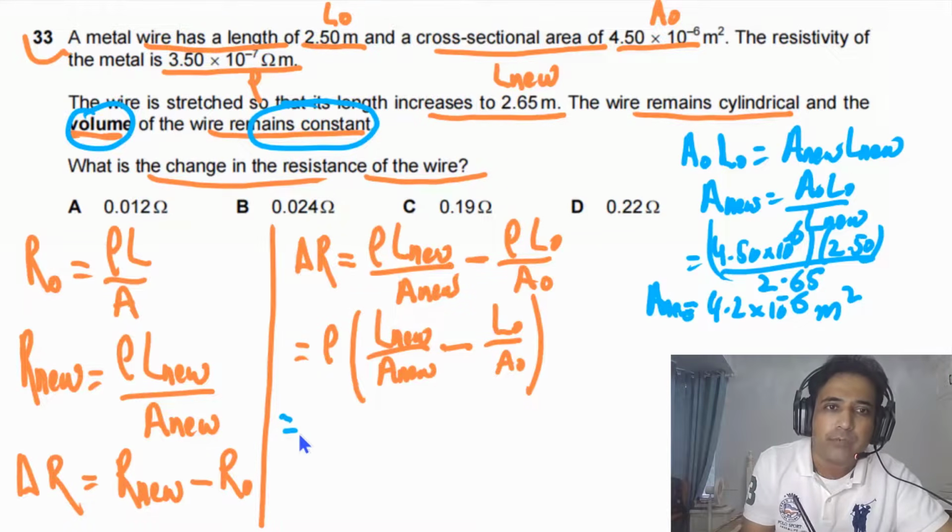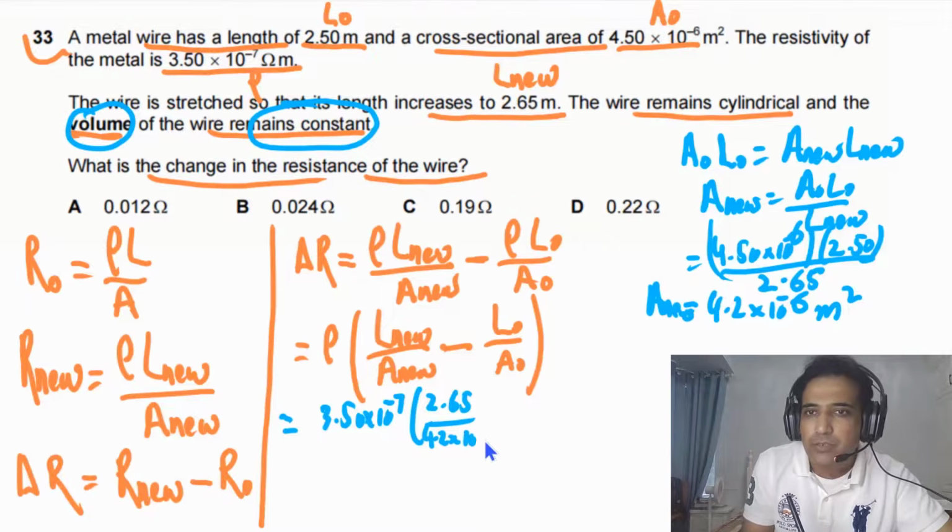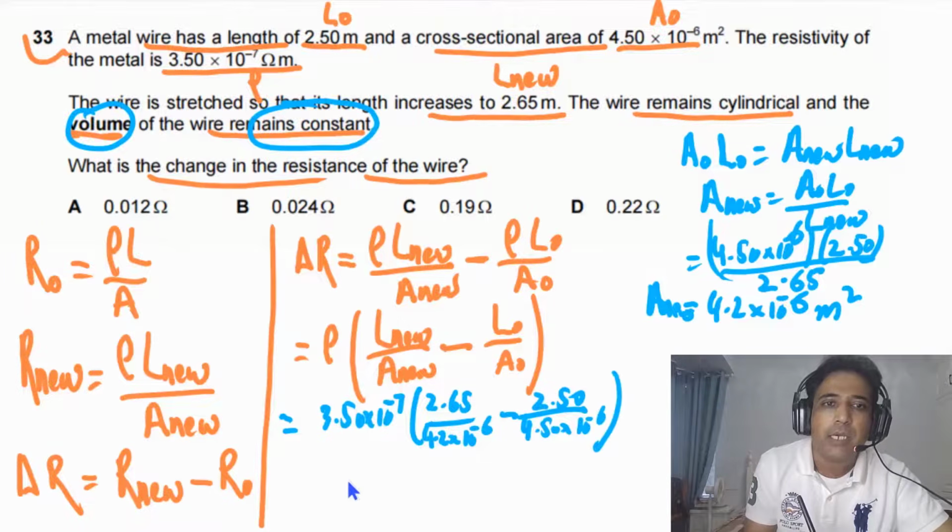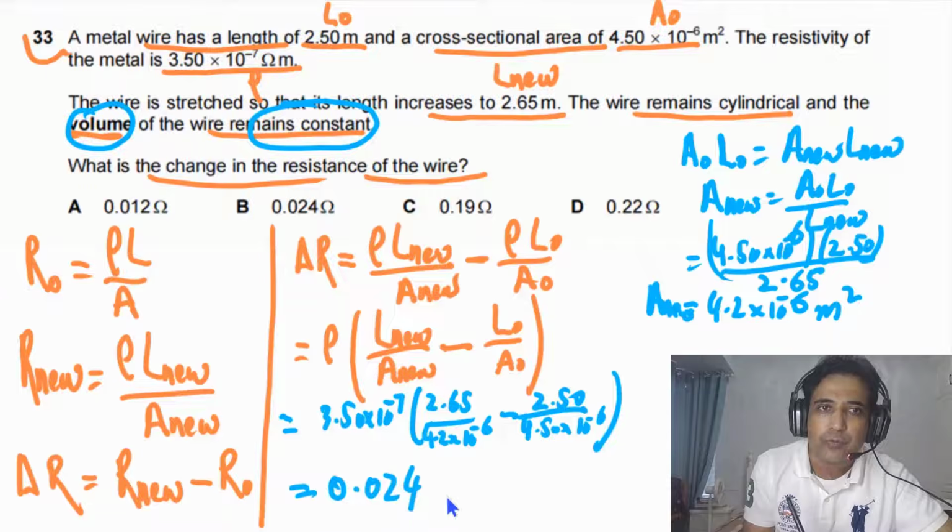Now simply we need to plug in values. Resistivity is 3.50 times 10 to minus 7. We have L new, that is 2.65, and A new, that is 4.2 times 10 to minus 6, minus L naught, that is 2.50, divided by 4.50 times 10 to minus 6. If we solve this one, we will get our final answer, that is 0.024 ohms.